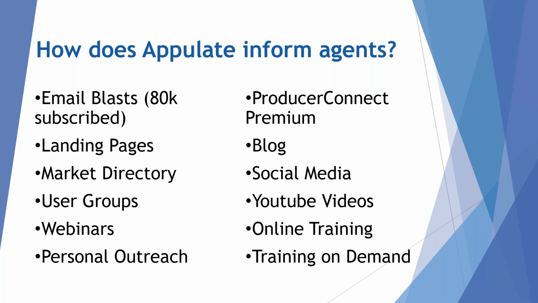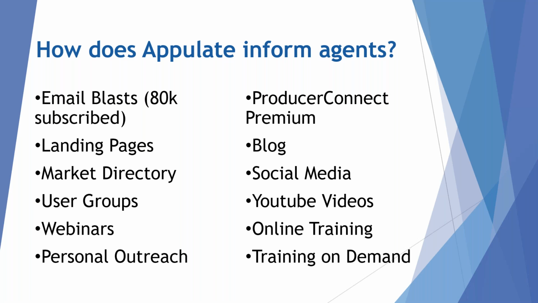So how do we inform agents? There's a number of ways we do this. I mentioned our email blast. We have about 80,000 subscribed. We put together landing pages for different programs and markets if we need to work on that with you. Market directory, which you can access right from our website, and you can see everybody we're working with. We have agent user groups and piloting groups. So we have a number of agents who are happy to help, and they use Appulate every single day.